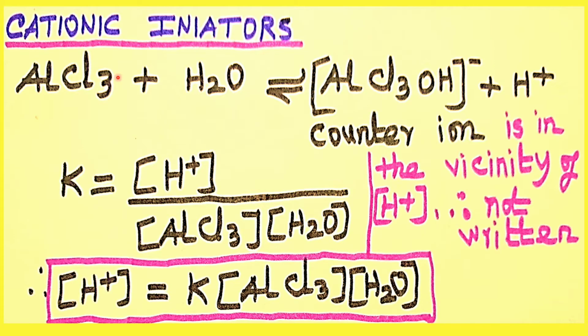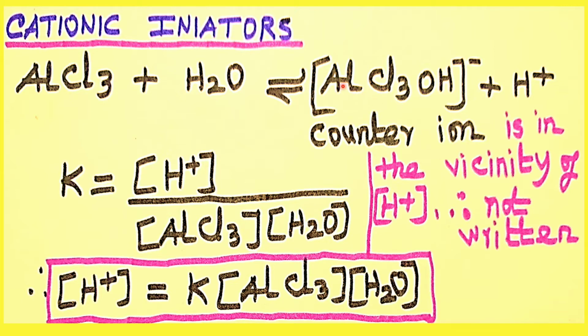Similar to free radical initiators, there are cationic initiators. For example, strong Lewis acids, electron acceptors, act as cationic initiators. Such strong Lewis acids in the presence of a small amount of water react to give H plus ion.